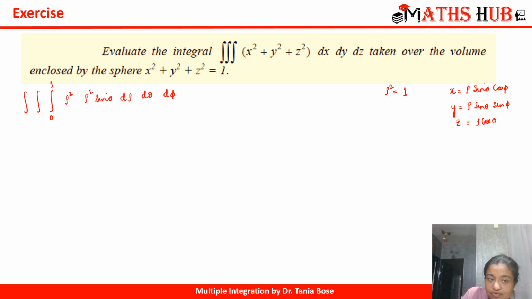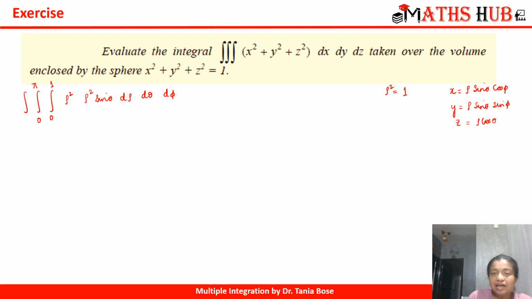So radius will go from 0 to 1. Now, theta is the angle made with the positive z-axis, right? So what is the maximum range when it's a sphere? If the angle made with the z-axis is moving from 0 to pi, its projection on the xy plane will always be a complete circle, right? So it will move from 0 to pi. And where will phi move when I get a complete circle?